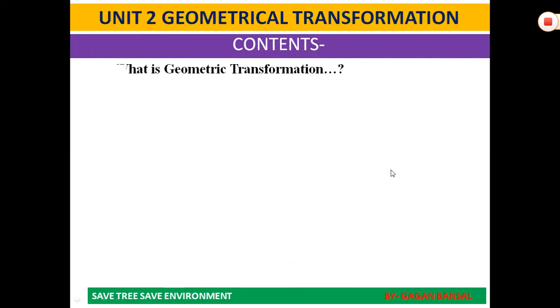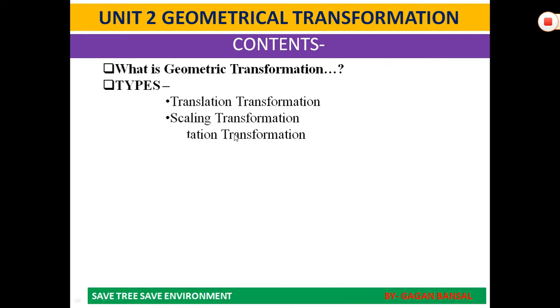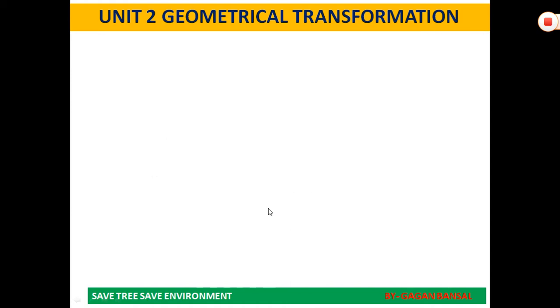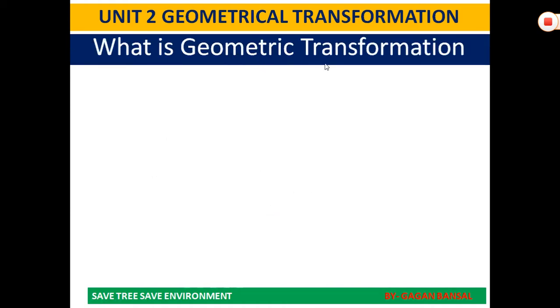So in this particular unit, we will be dealing with what is geometrical transformation, what are its types, that is what is translation transformation, what is scaling transformation, what is rotation transformation, what is reflection transformation, what is shear transformation, and then based on all these transformations we'll be developing the transformation matrix for all types with examples. In this particular lecture I will be concentrating on translation transformation, though we will be having an exposure to all kinds of geometrical transformations. So let's begin. First of all, what is geometric transformation?